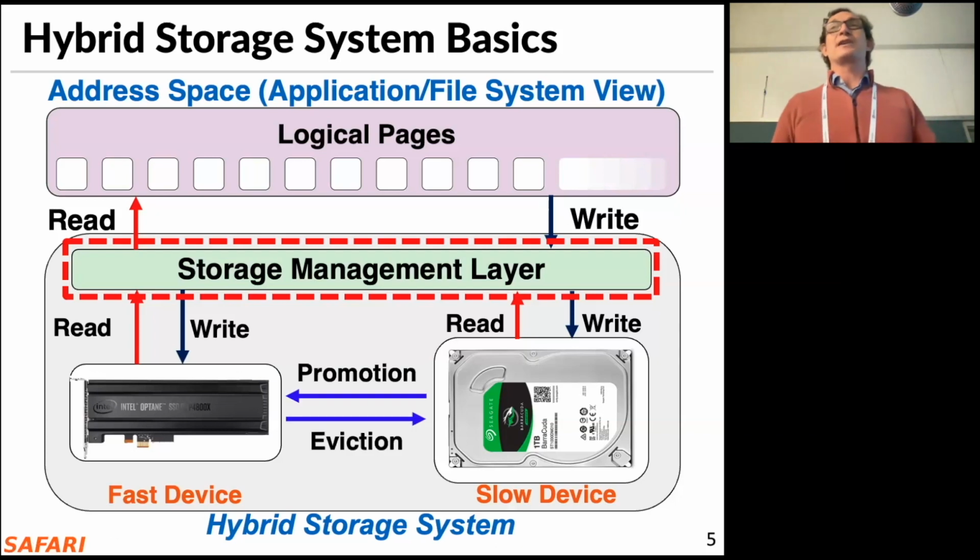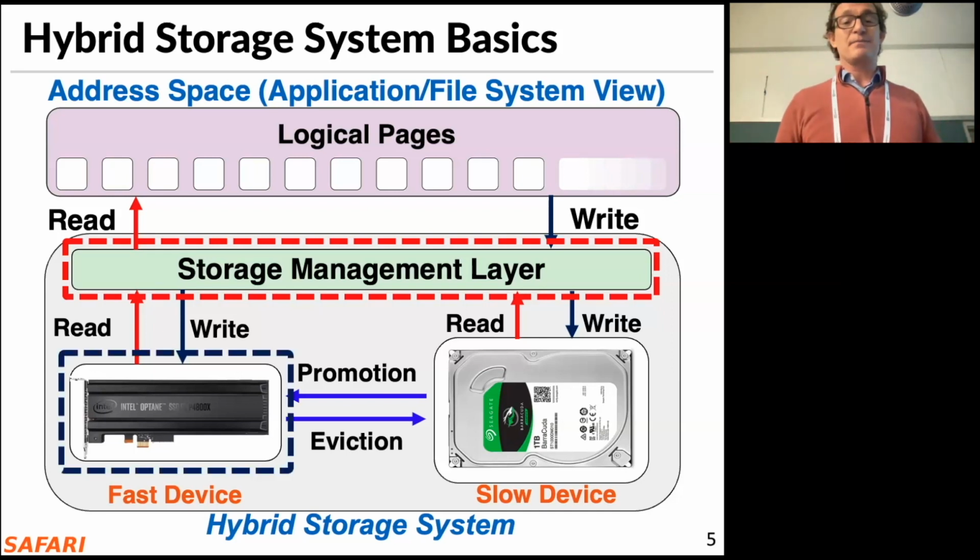So there are a lot of decisions over here that the management layer may make, for example, promoting from the slow device to the fast device or evicting from the fast device to the slow device. And as an extension, you can think of far storage as an extension to this also. This is something we're working on right now. How do you actually extend it to larger systems?